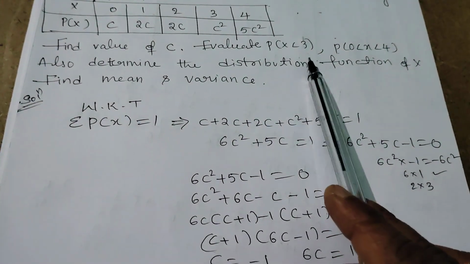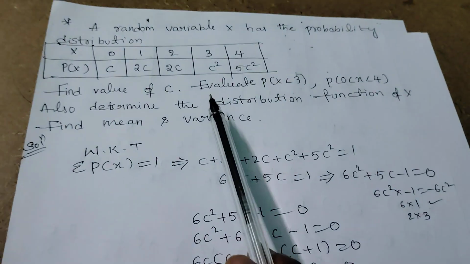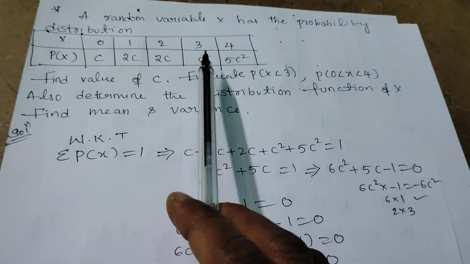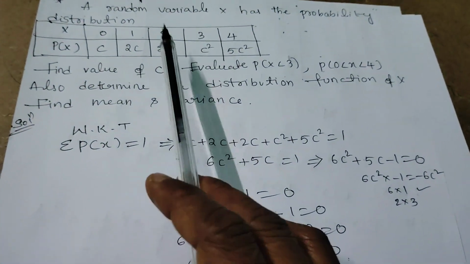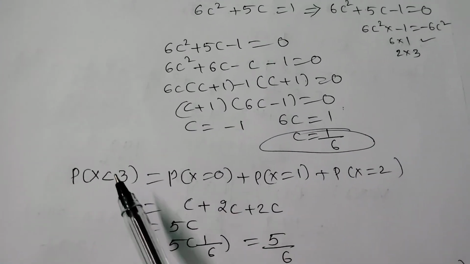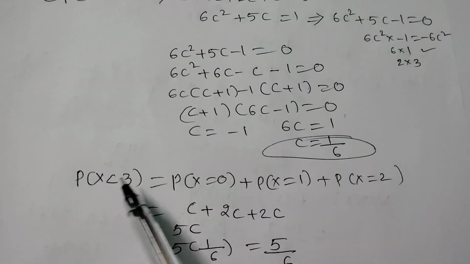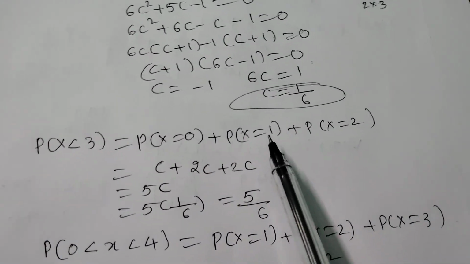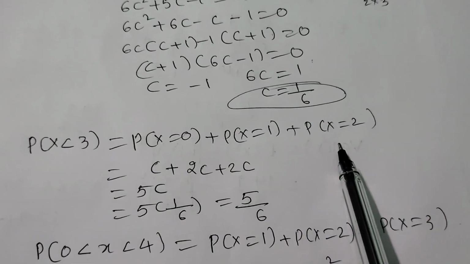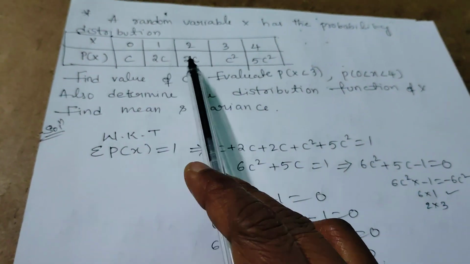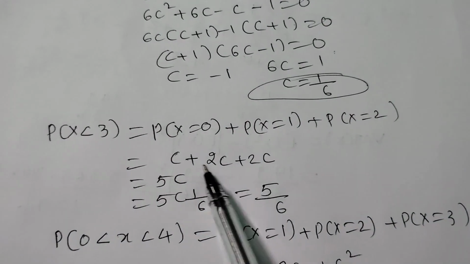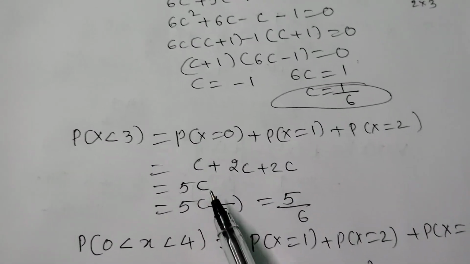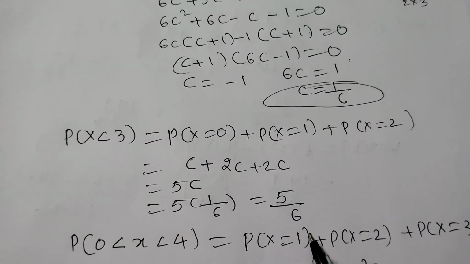Next question: P of x less than 3. P of x less than 3 means from 0 up to 3, but equal to is not there, so we need to write from 0 to 2. If equal to were there, we could write 3 also. So P of x equal to 0 plus P of x equal to 1 plus P of x equal to 2. That is c plus 2c plus 2c, which is 5c. The c value we got is 1 by 6, so substituting we get 5 by 6.